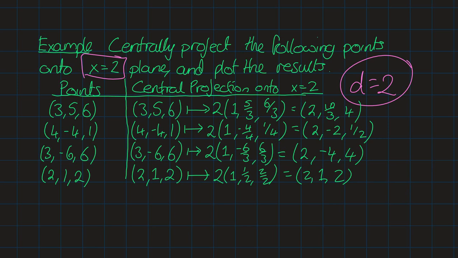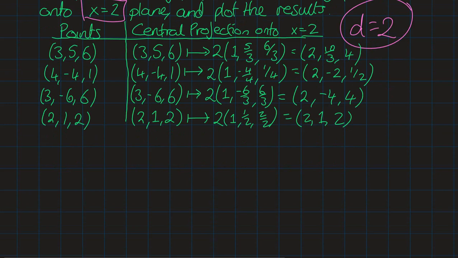Notice that for the last one, nothing actually changed. The answer is the same as the original point. And this is because the x-coordinate is already 2. For this last point, it's already on the viewing plane. Like this point here is already sitting on the x equals 2 viewing plane. And if it's already there, then it doesn't move at all. Okay. So let's plot these points quickly.